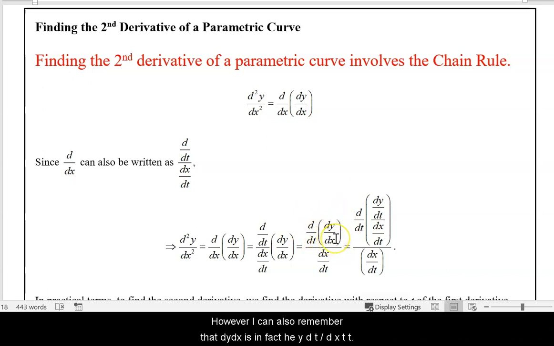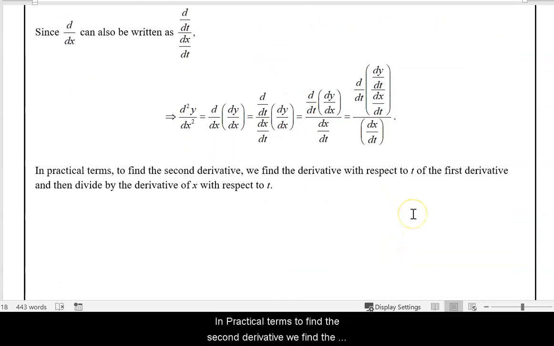However, I can also remember that dy dx is in fact dy dt divided by dx dt. In practical terms, to find the second derivative, we find the derivative with respect to t of the first derivative. That corresponds to the numerator part of this particular expression. And then we divide by the derivative of x with respect to t. That corresponds to the denominator part. Let's apply this to a formula.